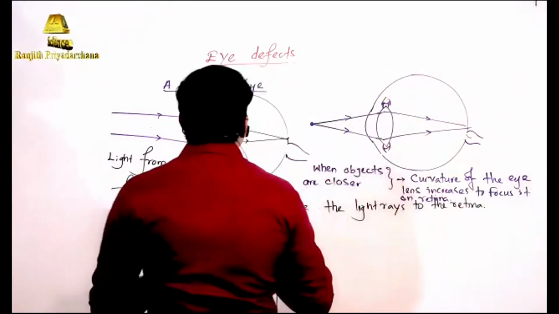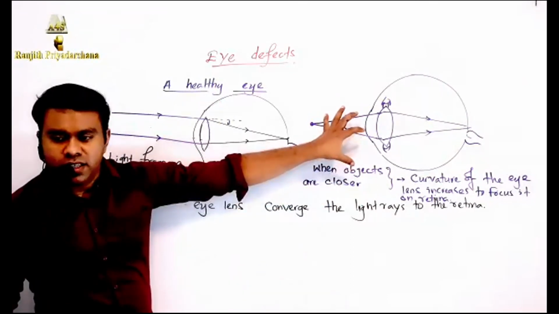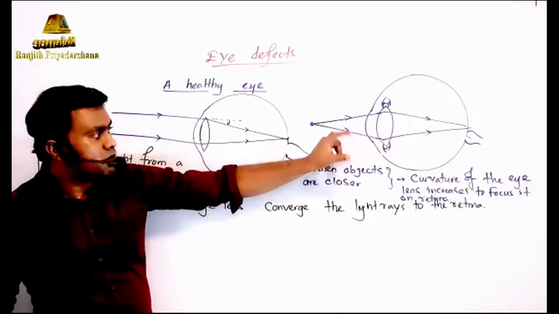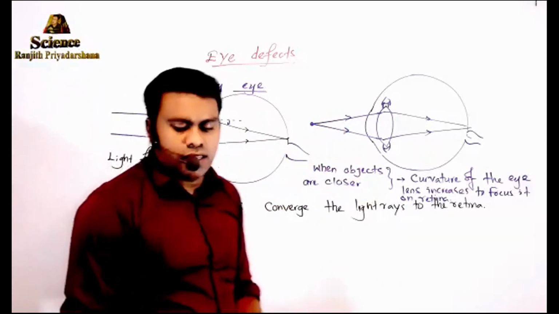Okay. Now you have to draw these two diagrams. So this is the normal procedure. But what happens if there's any defect? This will never happen. Then it is a defect.